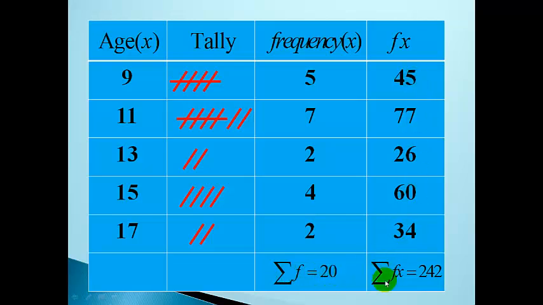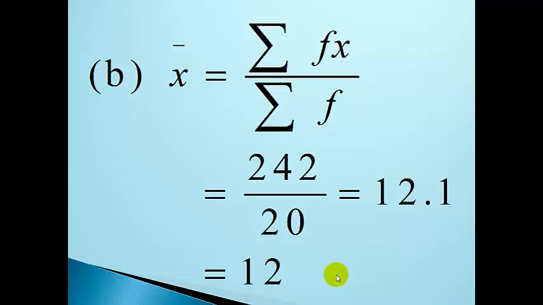Now how do we find summation fx? We sum all the fx values. So we have 45 plus 77 plus 26 plus 60 plus 34. So summation fx equals 242, and summation f gives us 20. Now part b, the mean. The mean from the table is equal to summation fx divided by summation f. So 242 divided by 20 is equal to 12.1.